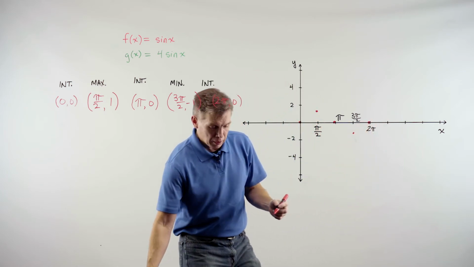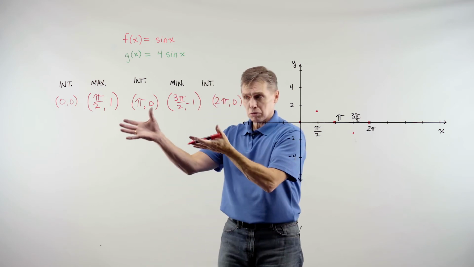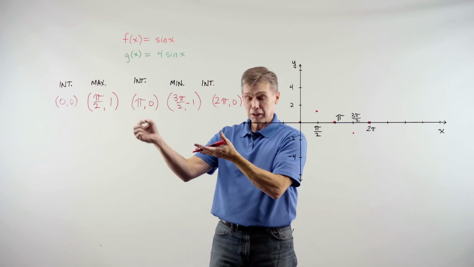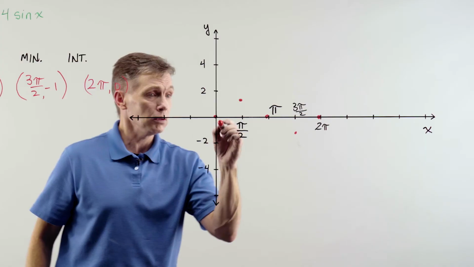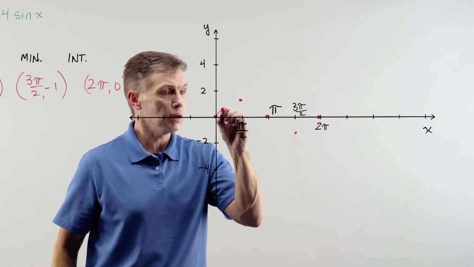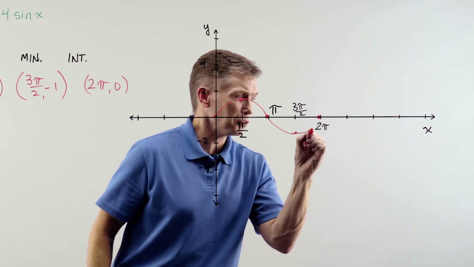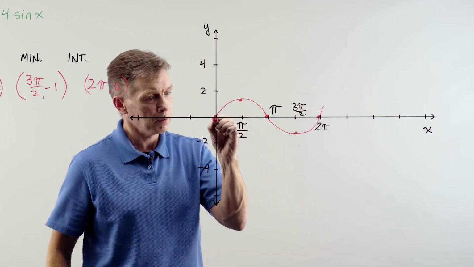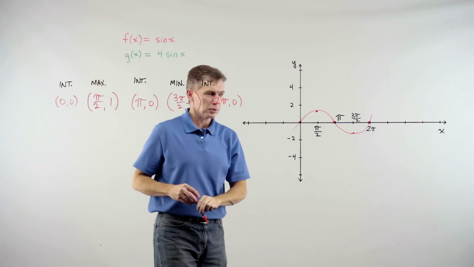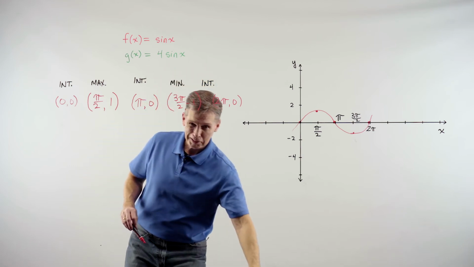This is really key work on your part, to get these key points. Once you do, it's really just connecting the dots. I'm sure you learned in this lesson that that's the basic shape of a sine graph. Pretty good, I think.